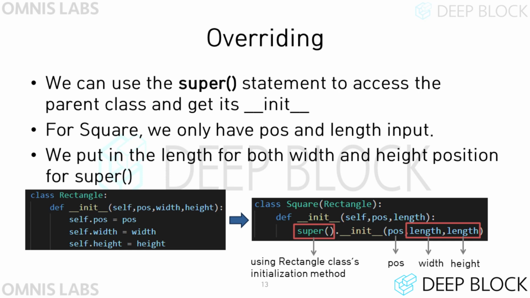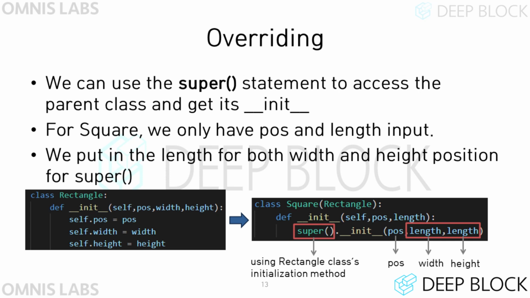Since all sides of a square have the same length, let's change the parameter of the initializer of the square class to length. First, after inheriting the rectangle class, change the parameter of the initializer. After that, if you want to initialize the class using the method of the parent class, call the initializer of the parent class through the super function.